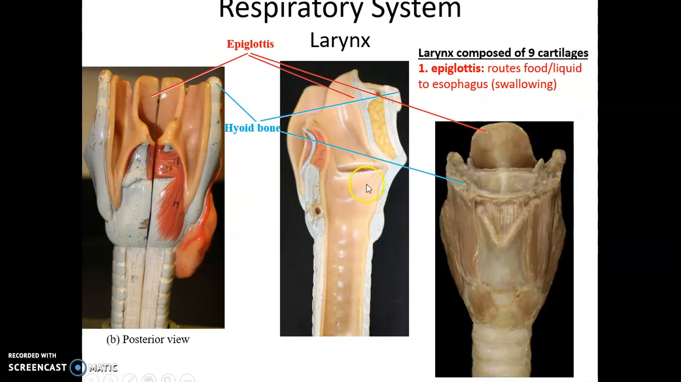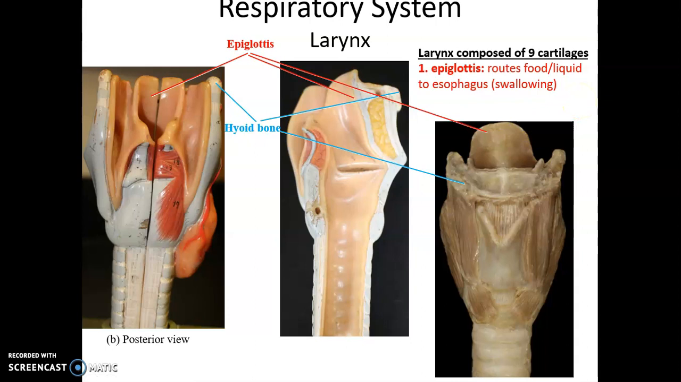So here are images of a model of the larynx as well as an actual larynx. And the larynx, it turns out, is composed of 9 different cartilages. The first cartilage is this leaf-shaped cartilage, a superior cartilage of the larynx, and it is called the epiglottis.